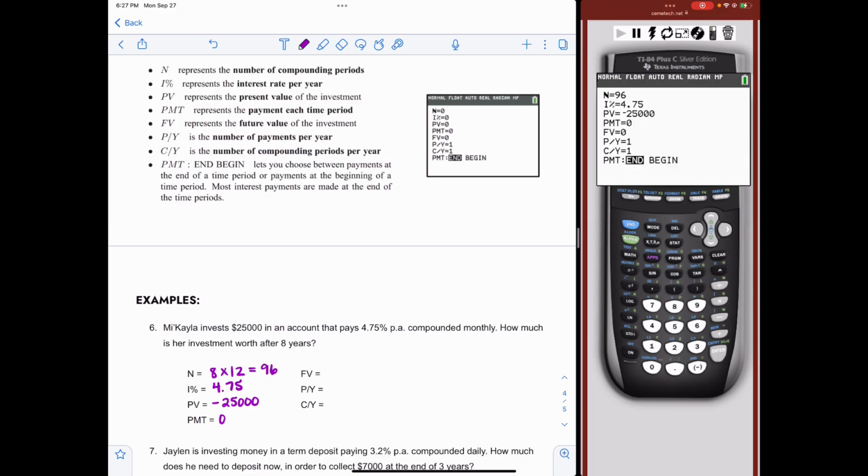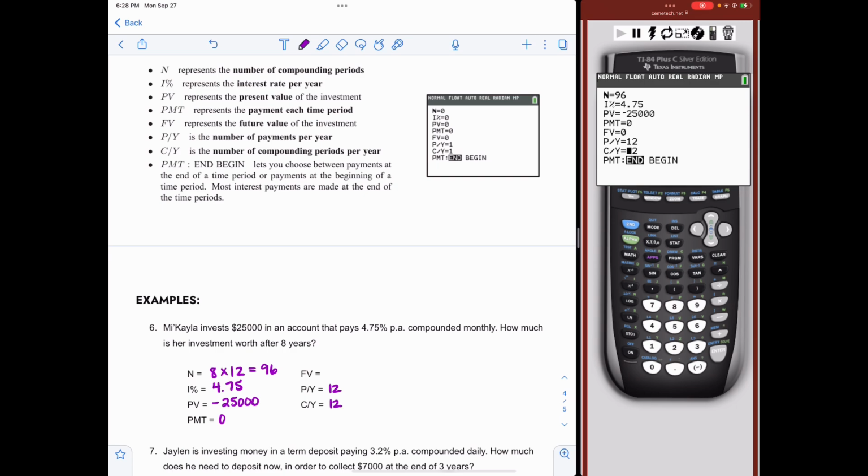And then the payments per year and the compounding periods per year represents how many times the money or the bank is going to pay you out your interest. So they do it 12 times a year. And notice it will automatically change your C/Y when you change the P/Y.